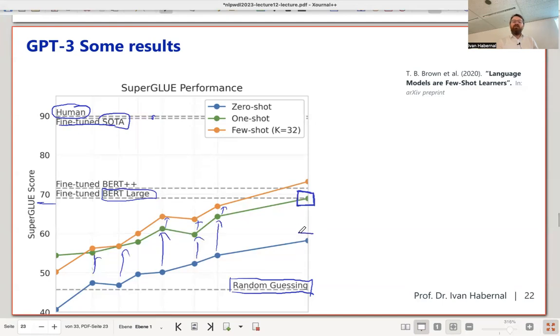Now we see that zero shot is actually really hard. Zero shot on SuperGLUE, you have no chance, but it's still better than random guessing. So large models do learn something. But even with one shot or few shot, wow, it works. In context learning works. Amazing, okay?